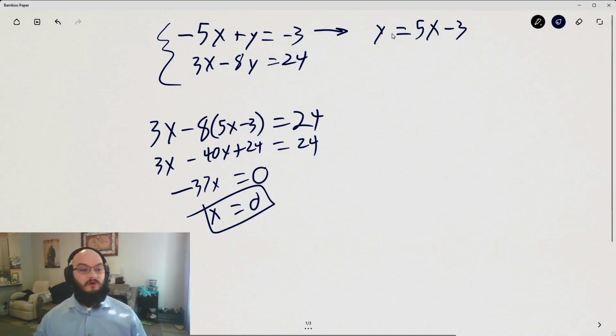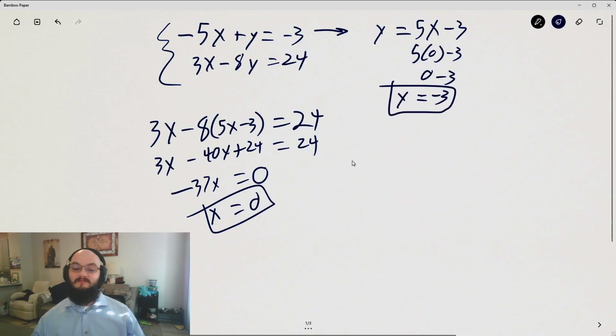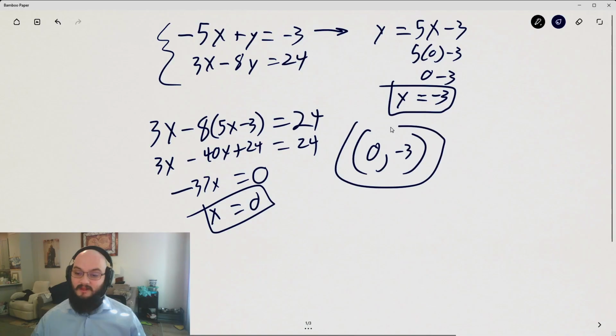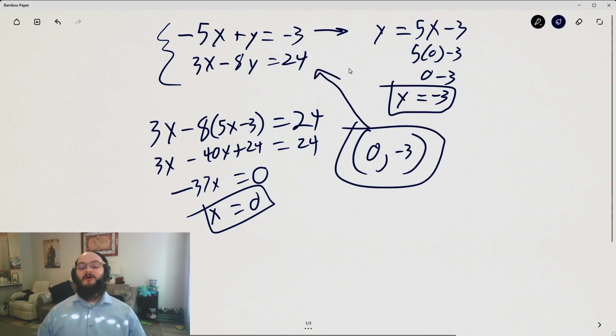Let's do this one because we already have y set equal to something. When we have 5 times 0 minus 3, this is now 0 minus 3, which is negative 3. So y is equal to negative 3. Finally, we write our solution in an ordered pair. And that is our final answer for this system of equations. X is equal to 0, y is equal to negative 3.